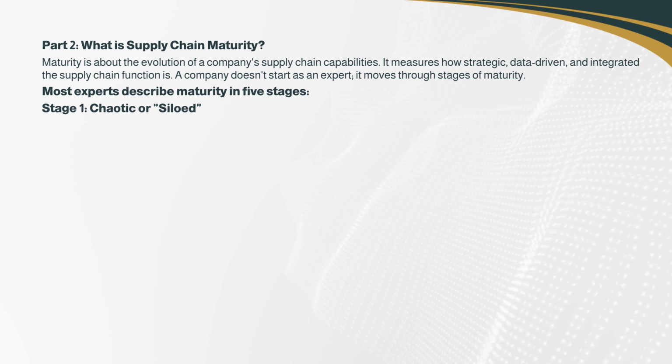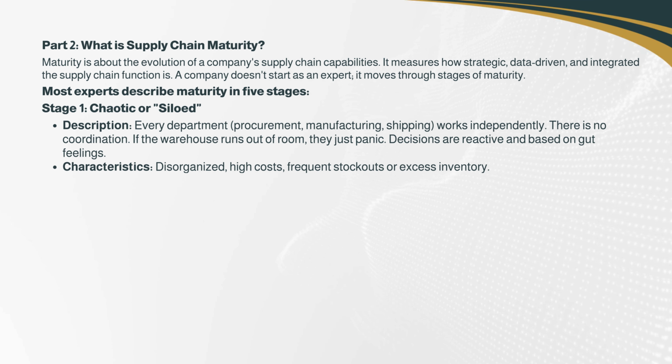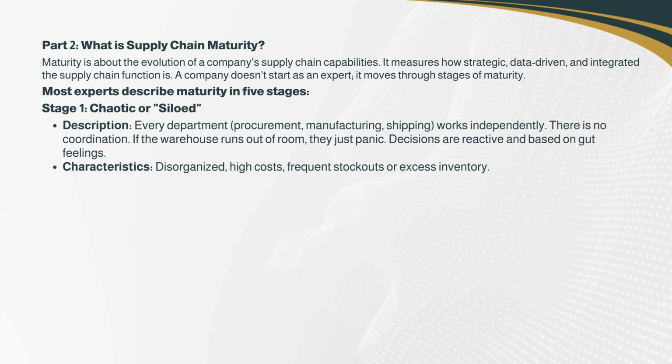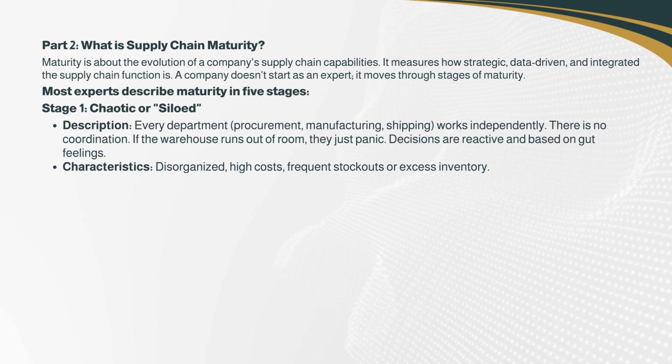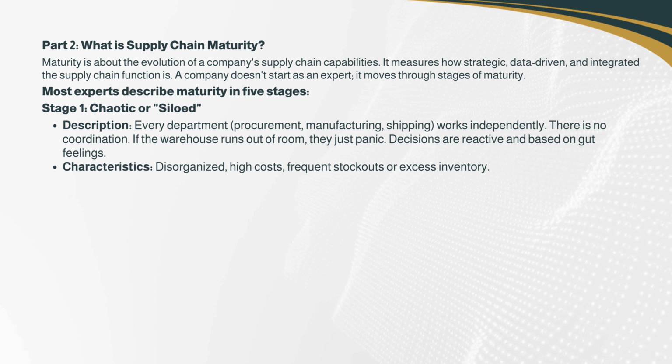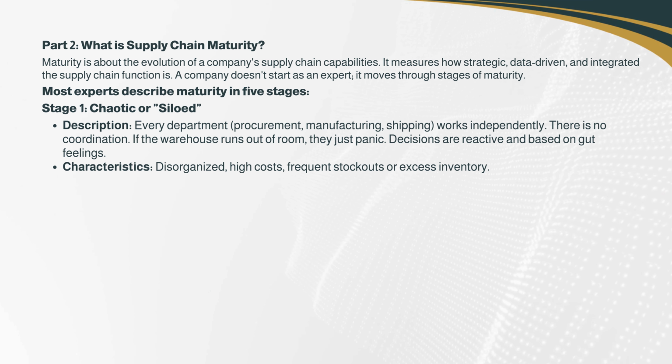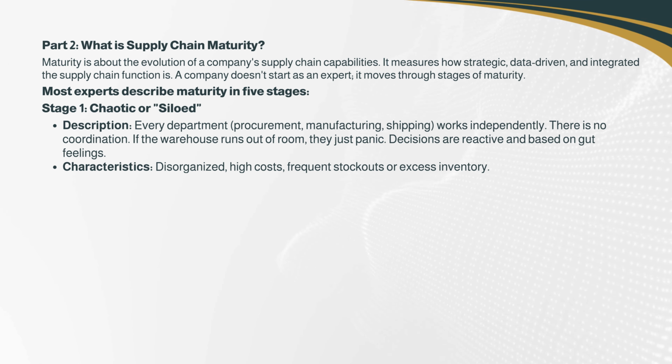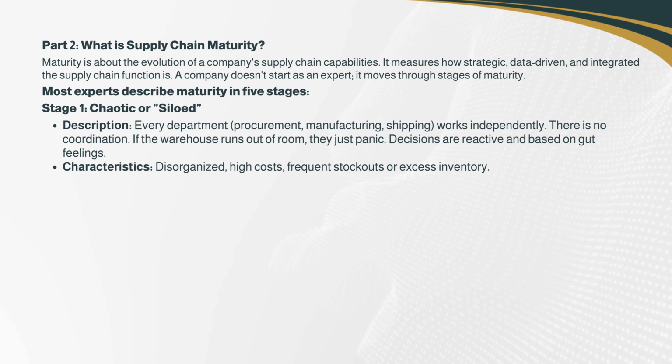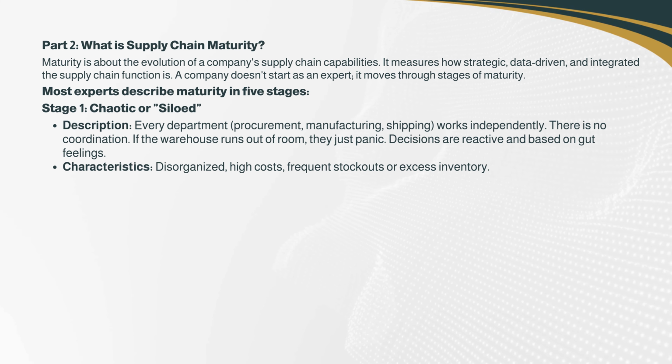Stage 1, chaotic or siloed. Description: every department, procurement, manufacturing, shipping, works independently. There is no coordination. If the warehouse runs out of room, they just panic. Decisions are reactive and based on gut feelings. Characteristics: disorganized, high costs, frequent stockouts or excess inventory.